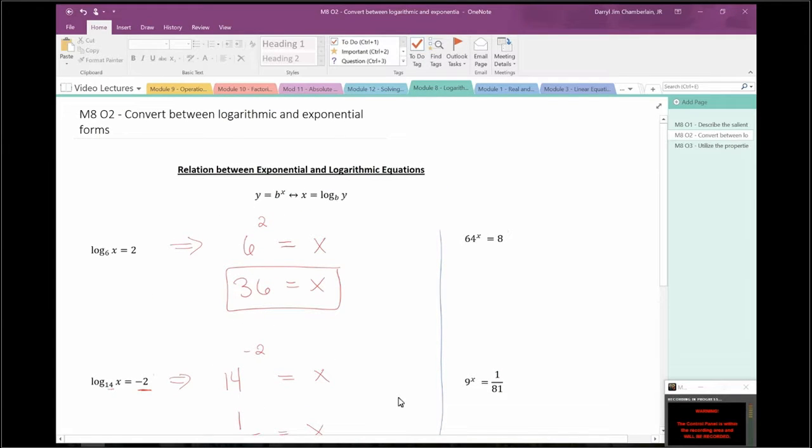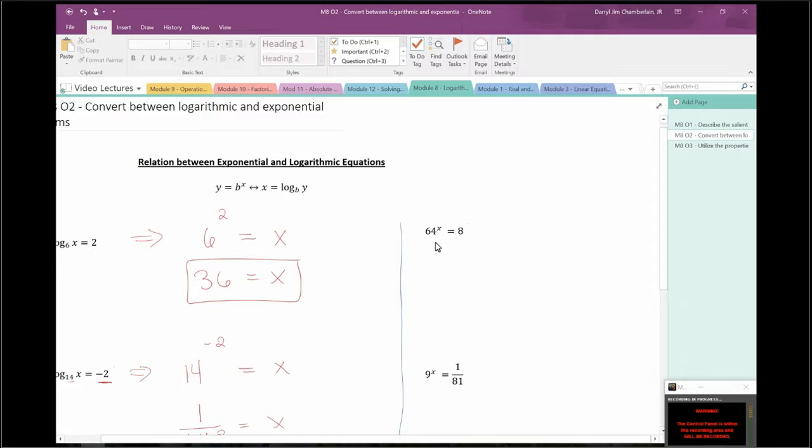And this works in reverse as well. Now, you may be able to look at this and say, okay, well, the square root of 64 is 8. Well, let's pretend for a second we didn't realize that. In order to convert it to x equals log base b of y, this x is what I'm trying to solve for, and that's log base 64 of 8.